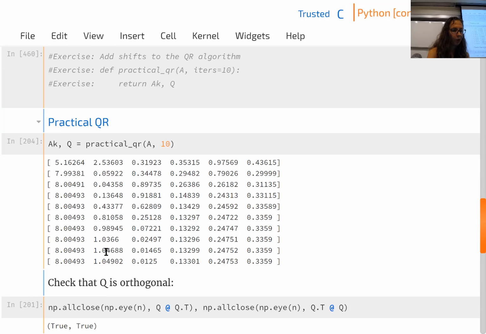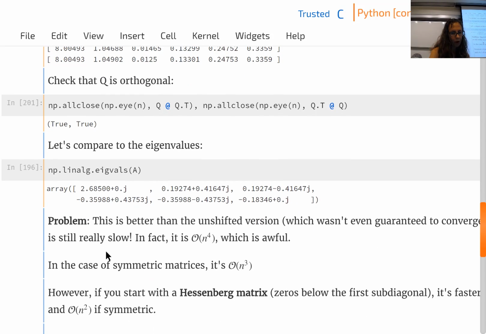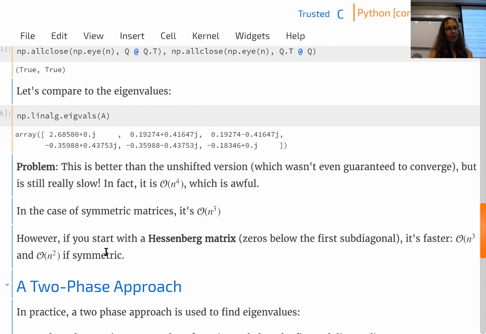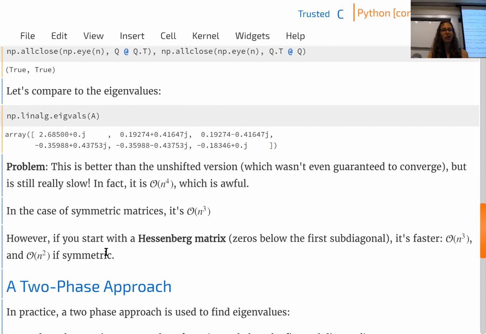All right, so in that case, we're going to move on to, oh, actually I should comment on a few things. So this is a lot better than the unshifted version, since that was not guaranteed to converge and was really slow. But this is still order of n to the 4th power, which is bad for a runtime. For symmetric matrices, it would be O of n cubed. So we've got a method for finding all the eigenvalues, but it's really slow.